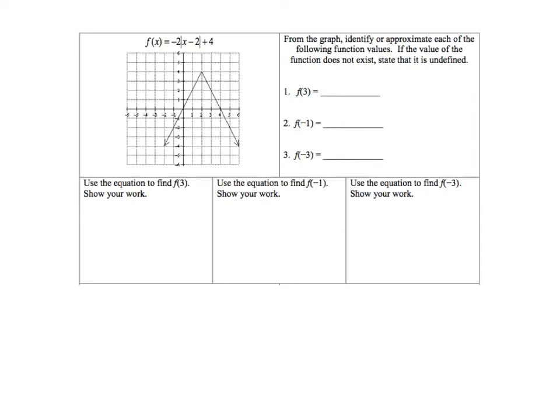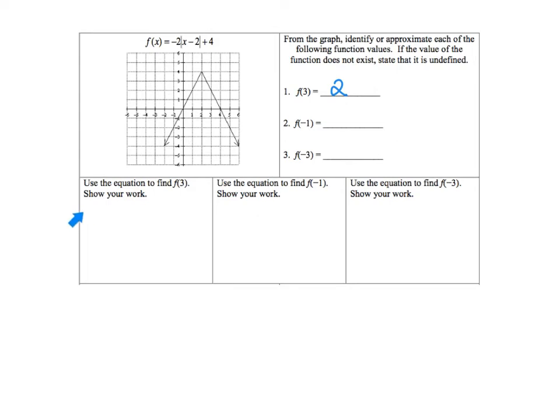Next, we have a function. The equation is displayed here. This is absolute value. And we also have the same function drawn. Now it says we should, from the graph, identify or approximate each of the following function values. If the value of the function does not exist, state that it is undefined. So f of 3. Okay, so I'm going to find x is 3 and then go up to find what my y value is on the graph, which is 2. Okay, and the others are done the same way.